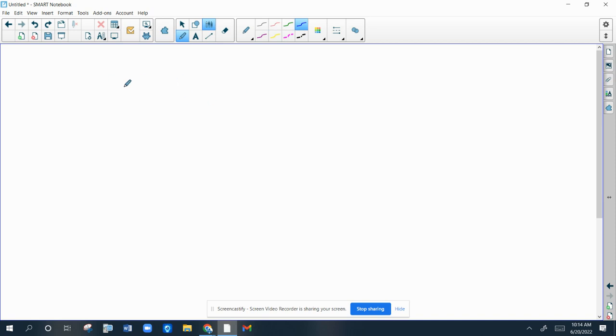So I'm just going to make up a problem. Tangent of negative 7 pi over 4. So if you are asked to evaluate the tangent of negative 7 pi over 4, here's how I would go about doing that.